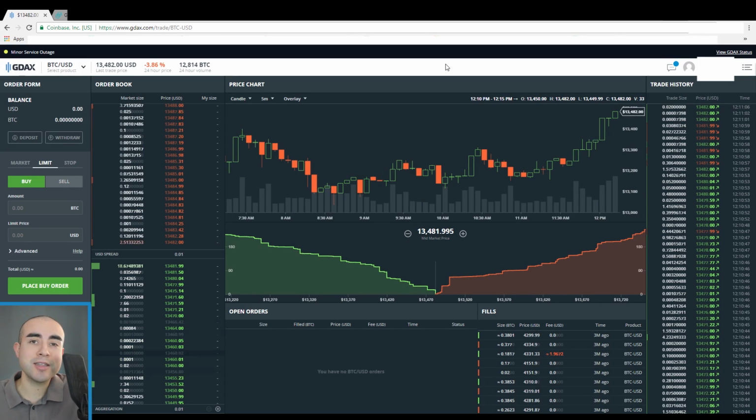Alright guys, so here we are now inside the GDAX cryptocurrency exchange. This is on the home page here, and it's basically a one-page exchange. That's really all you need. It does look really complicated at first, but I'll break it down for you. It's really not that bad.